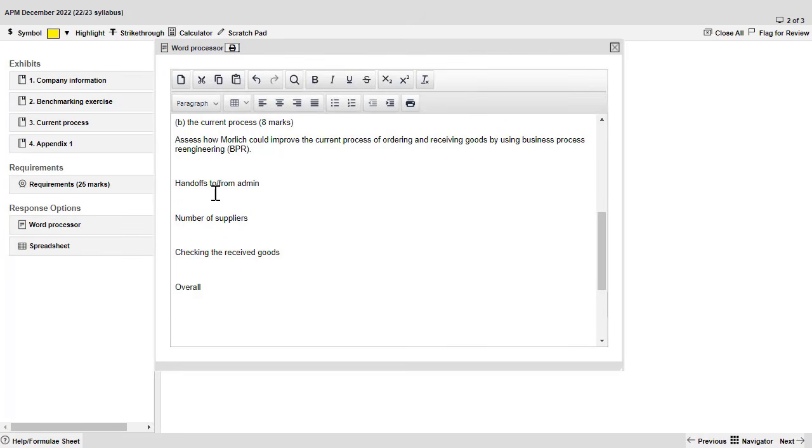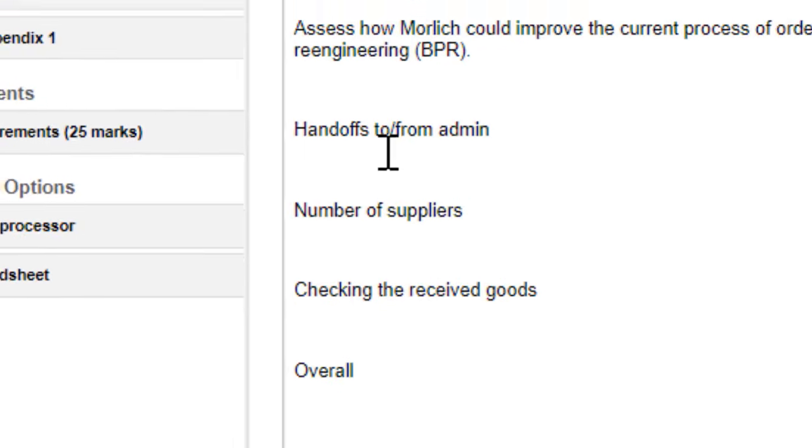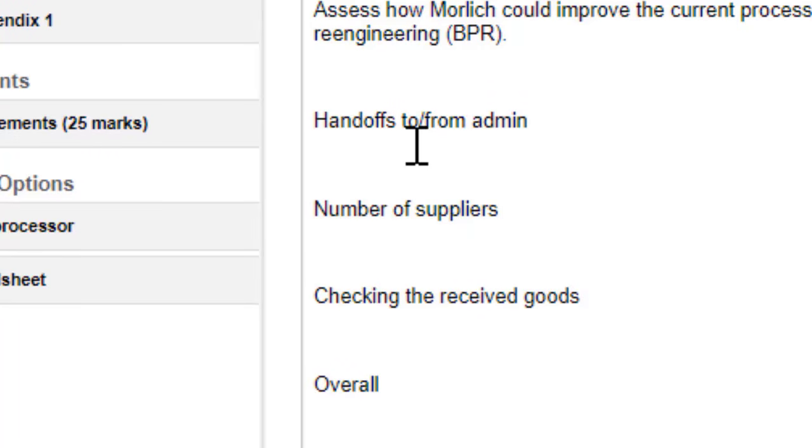When I read the exhibit, I found 3 problems jumping out at me. The handoffs to the admin team, the number of suppliers that they had, and then the checking of the received goods. And I have a couple of ideas under several of these headings, but that's my starting place. And I also haven't forgotten an overall comment when I'm assessing or evaluating something. So let me write up my answer now.